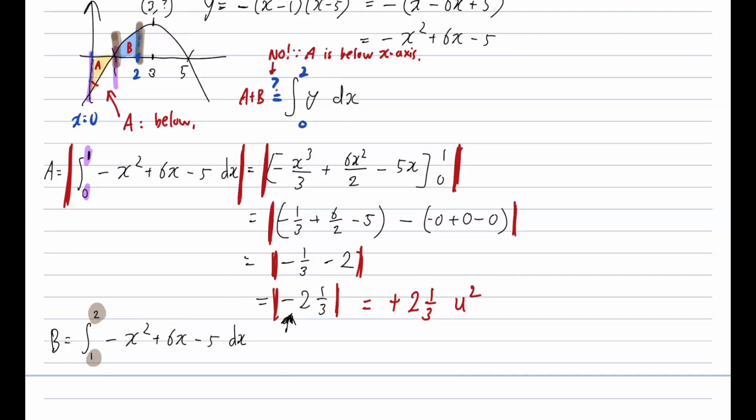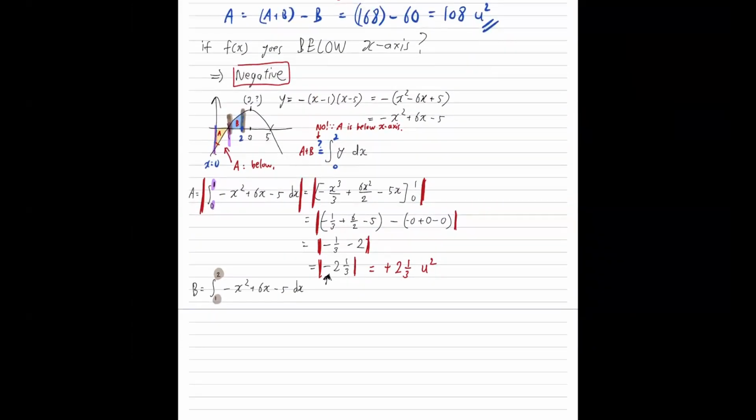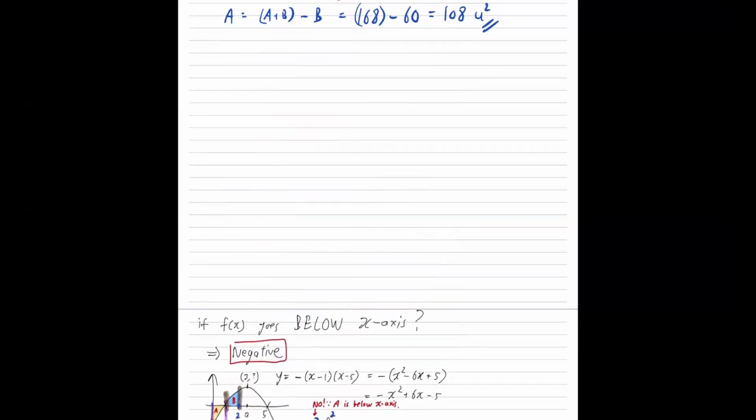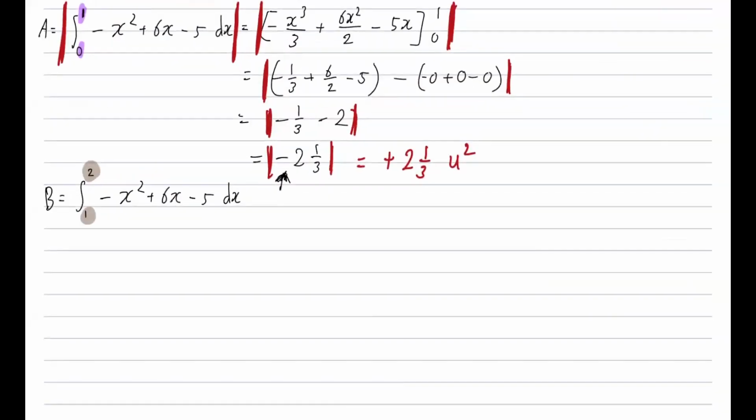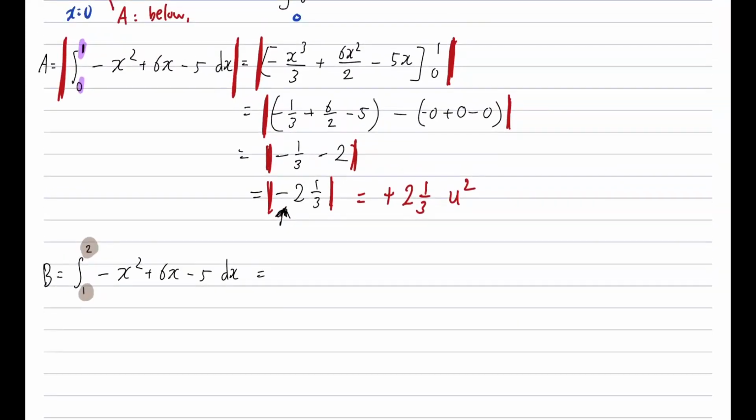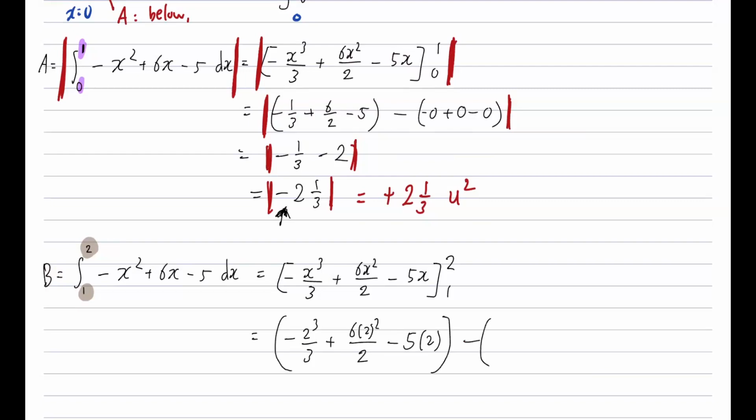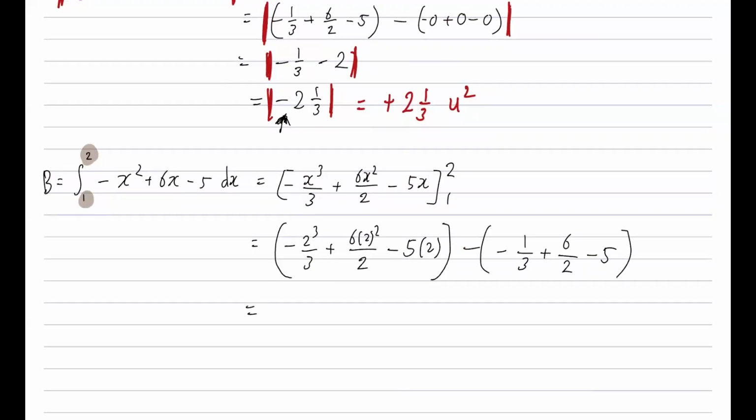A smart strategy to save time is to do an indefinite integral first. Then after that, you solve for A and B, because you just need to replace the upper and lower limits. Now I just copy and paste this, and put in 2, 1. So it's negative 2 cubed over 3 plus 6 times 2 squared over 2 minus 5 times 2, minus away, minus 1 cubed over 3, which is 1 over 3, plus 6 times 1 squared over 2 minus 5 times 1. Then the rest you can just key in the calculator.